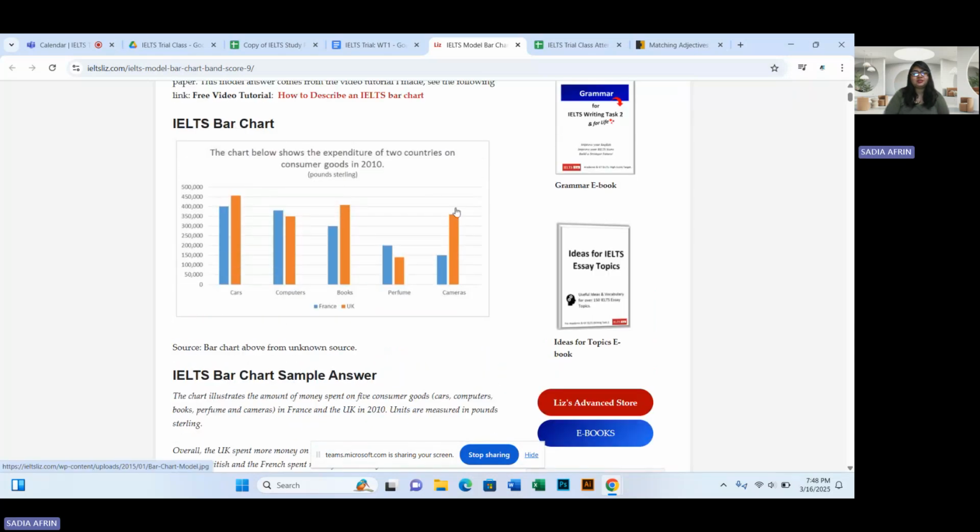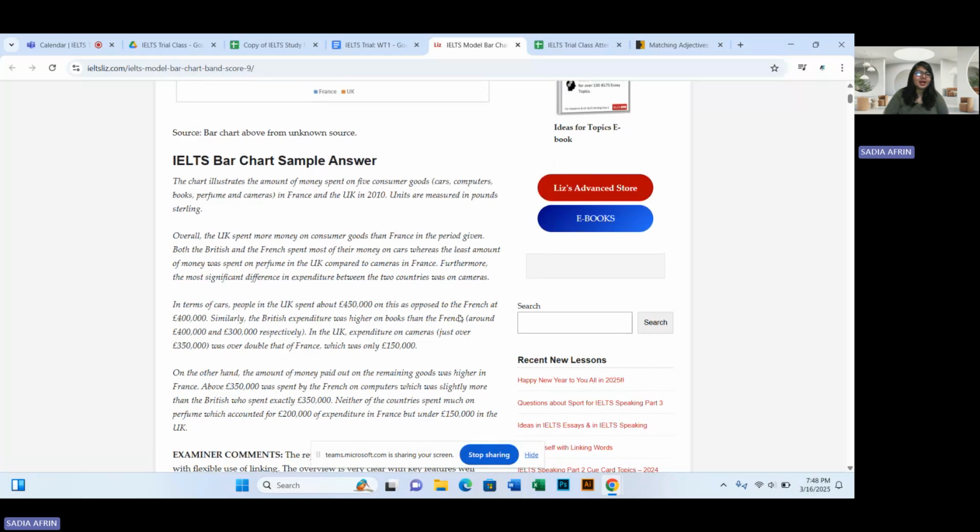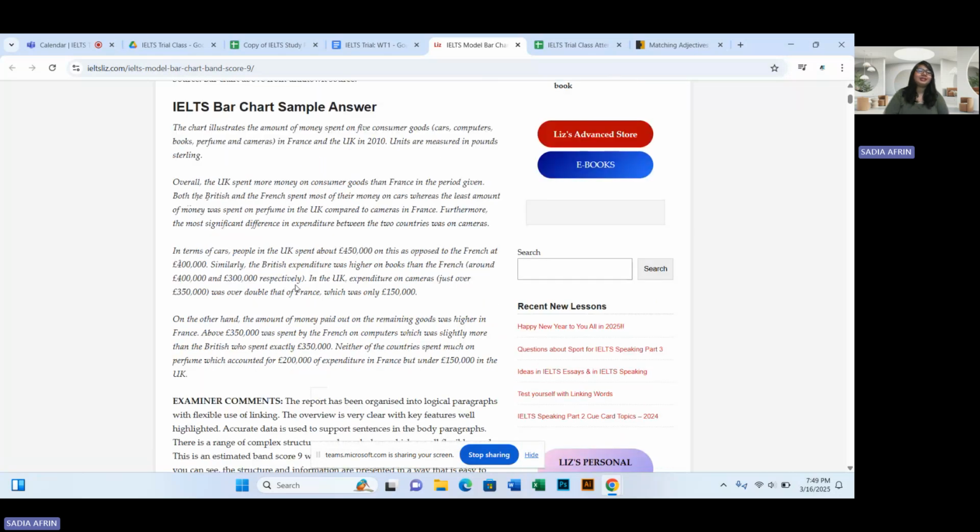Right, so the biggest difference was seen in cameras consumption. So we can see from the graph what's happening. It's pretty obvious. And in the next para, they explained it further, how they're similar and how they're different, with numerical figures. Okay, you need to give examples to back up your statement, to show evidence.